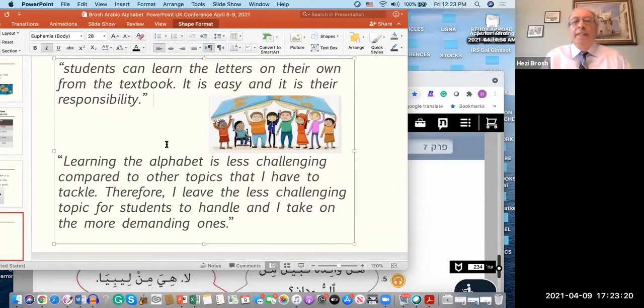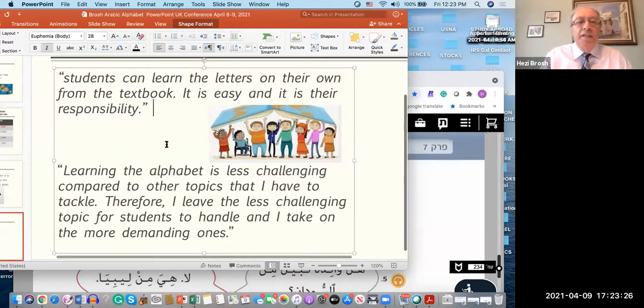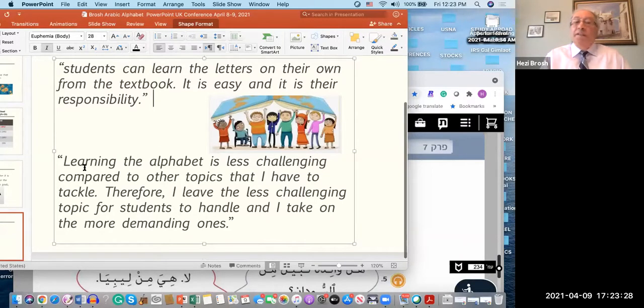That's true, but teachers should be aware of the challenges and the problems they face while learning it. So another teacher said, learning the alphabet is less challenging compared to other topics that I have to tackle. Therefore, I leave the less challenging topic for students to handle, and I take on the more demanding ones. All right.